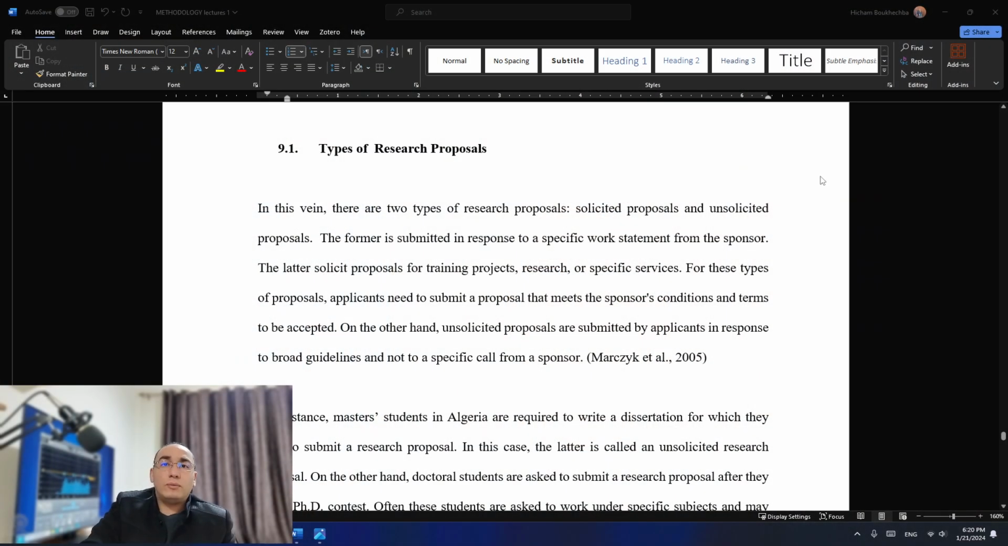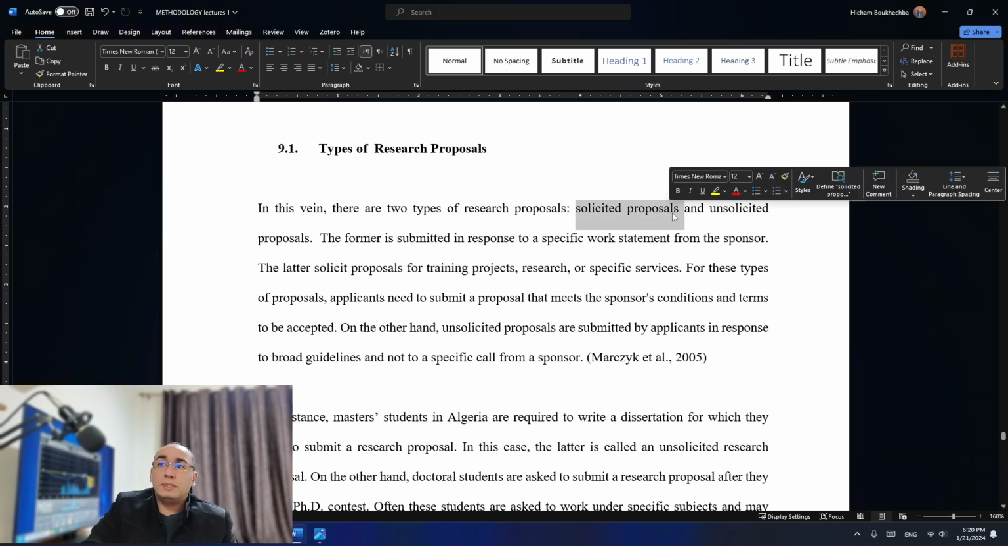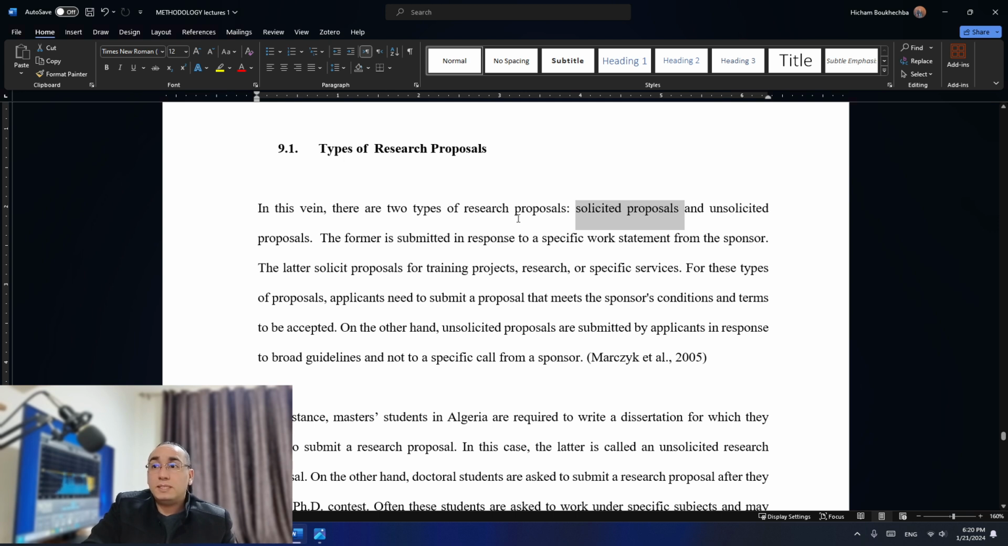Now let's move to something else also important, which are types of research proposal. In this vein, there are two types of research proposal: solicited proposal and unsolicited proposal. The former is submitted in response to a specific work statement from the sponsor. That's what we call solicited proposal. The latter is for training projects and research-specific services. For these types of proposal, applicants need to submit proposals that meet the sponsor's conditions and terms to be accepted. On the other hand, unsolicited proposals are submitted by applicants in response to broad guidelines and not to a specific call from a sponsor.